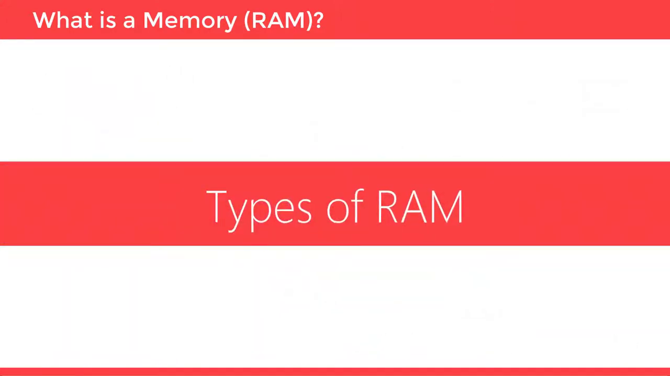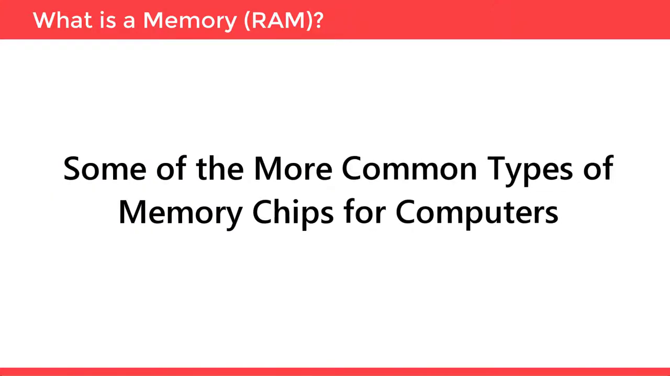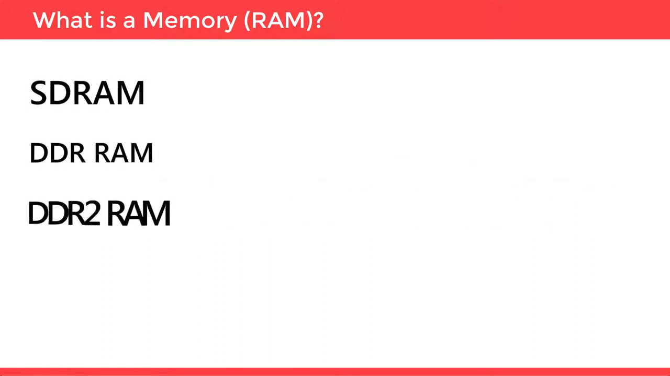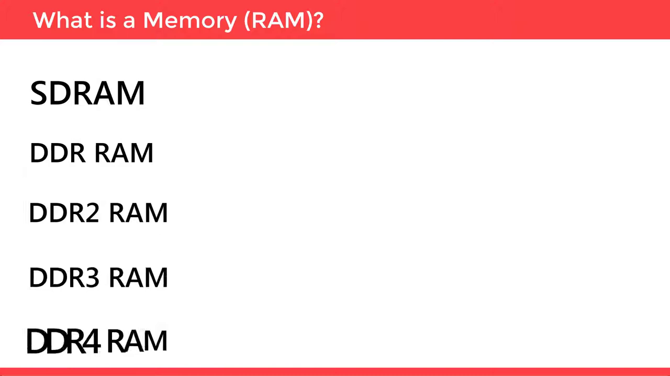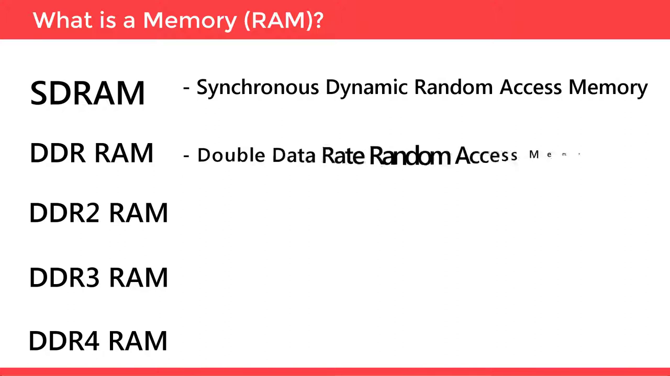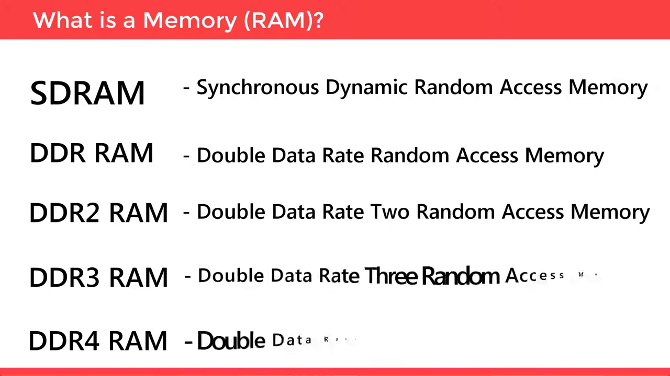Types of RAM. Some of the more common types of memory chips for computers are listed below: SDRAM, DDRAM, DDR2, DDR3 and DDR4. Well, they abbreviate as follows. SDRAM, Synchronous Dynamic Random Access Memory. DDRAM, Double Data Rate Random Access Memory. Same applies to DDR2, 3 and 4.